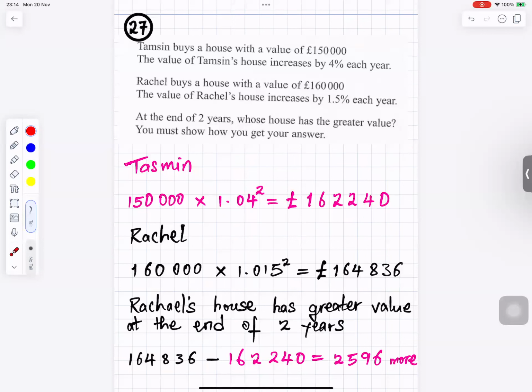For Rachel, 160,000, go 1.5%. So it's 1.5 plus 100. And then after that, you divide by 100. You get 1.015 squared. And you multiply that. So Rachel's house has a greater value at the end of 2 years. And by how much? The bigger number minus the smaller one gives you 2,596.